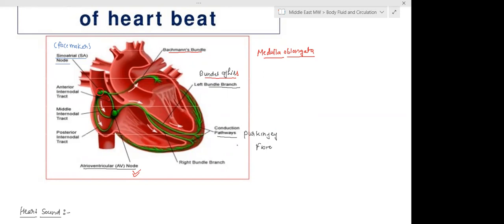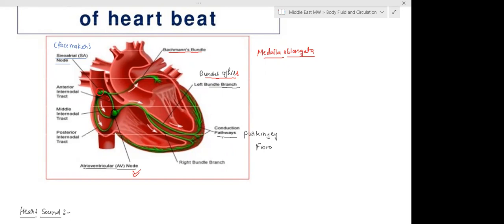These are spread everywhere. So the origination of the impulse takes place from the SA node, which is called the pacemaker. Why is it called pacemaker? Because it maintains the pulse, or it maintains the contraction and relaxation of the heart. So from the SA node, a pulse originates.